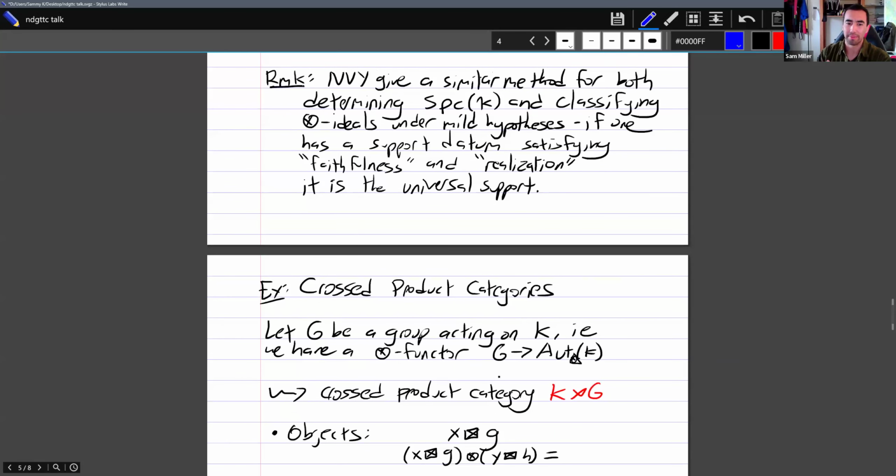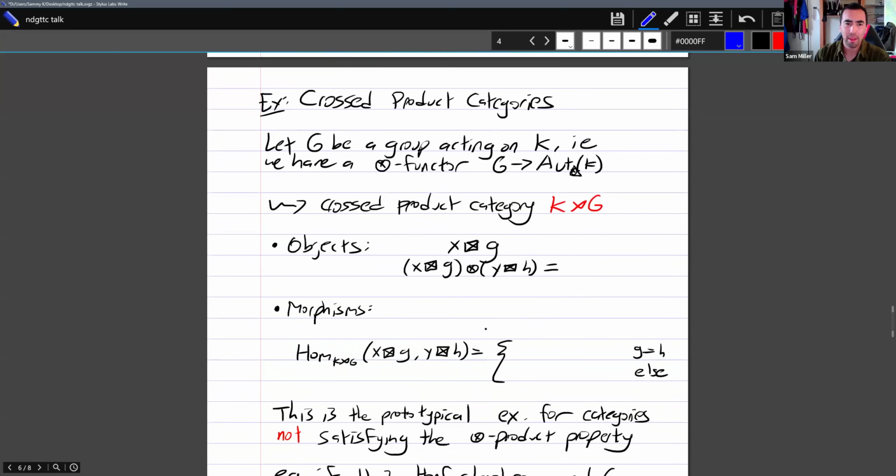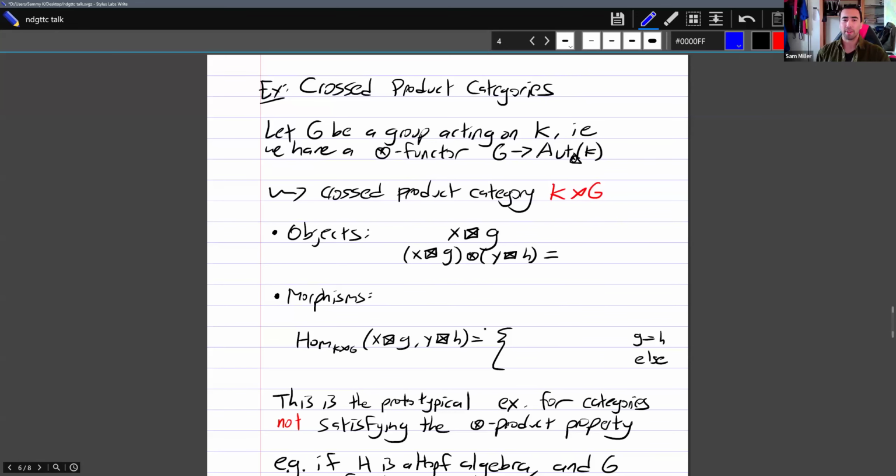Actually, I have a question, but maybe I'll say this for later because I'm running a little short on time. So one example that we can work in that's been mentioned earlier are these cross product categories, which go hand in hand with these Benson-Witherspoon algebras. So if G is a group acting on K, then we have a tensor functor from G, where we set the objects to be all the elements of G and morphisms as trivial as they can possibly be. And the tensor product will then correspond to group multiplication.